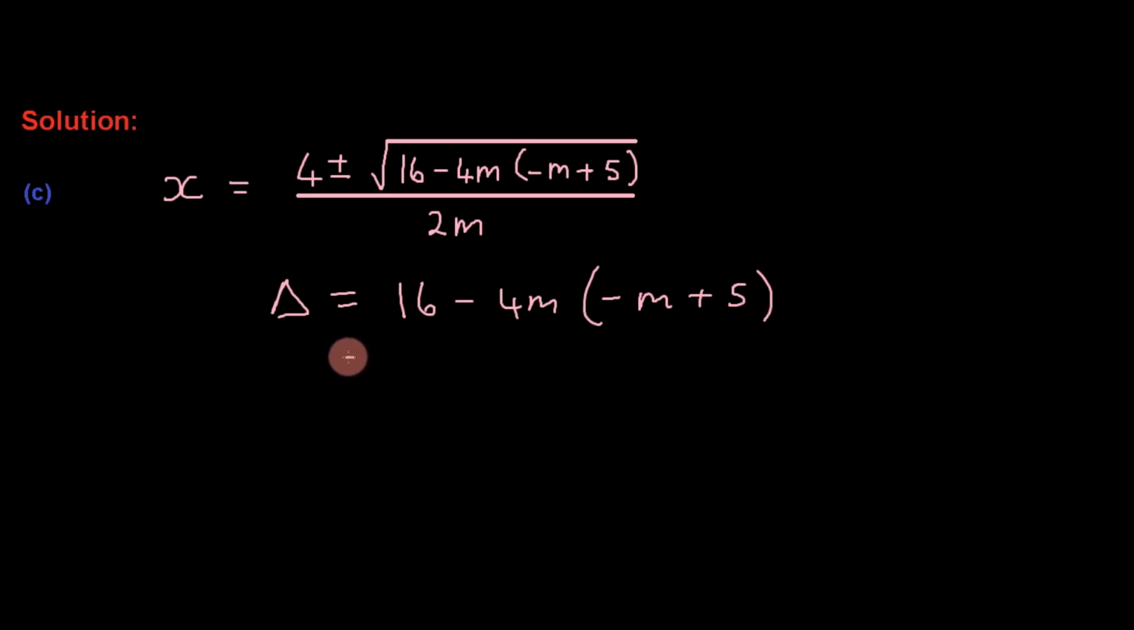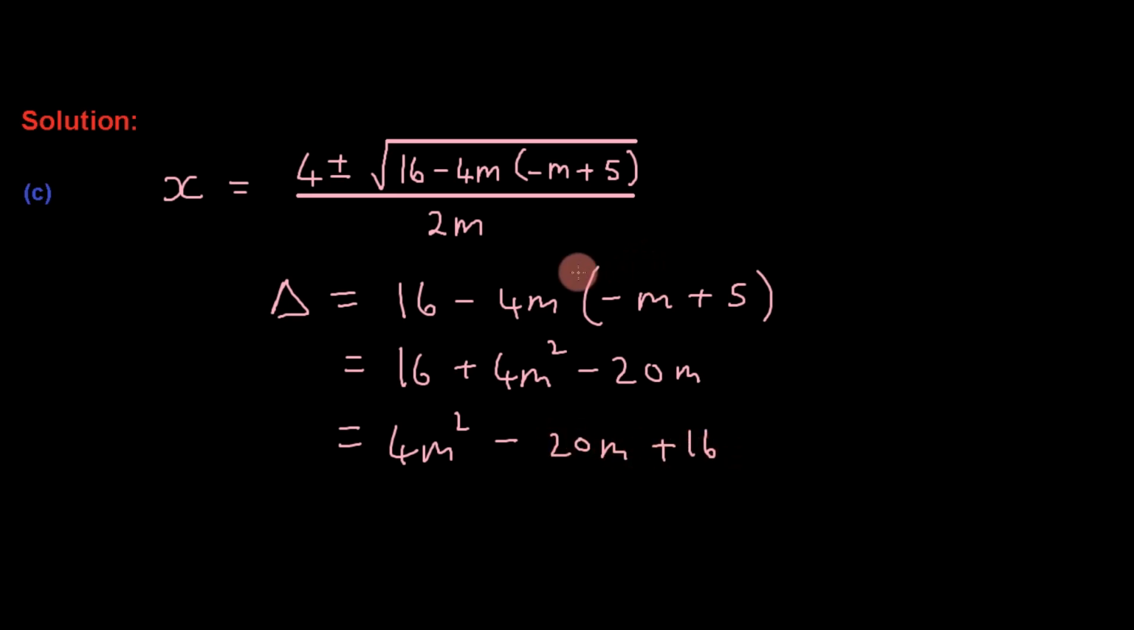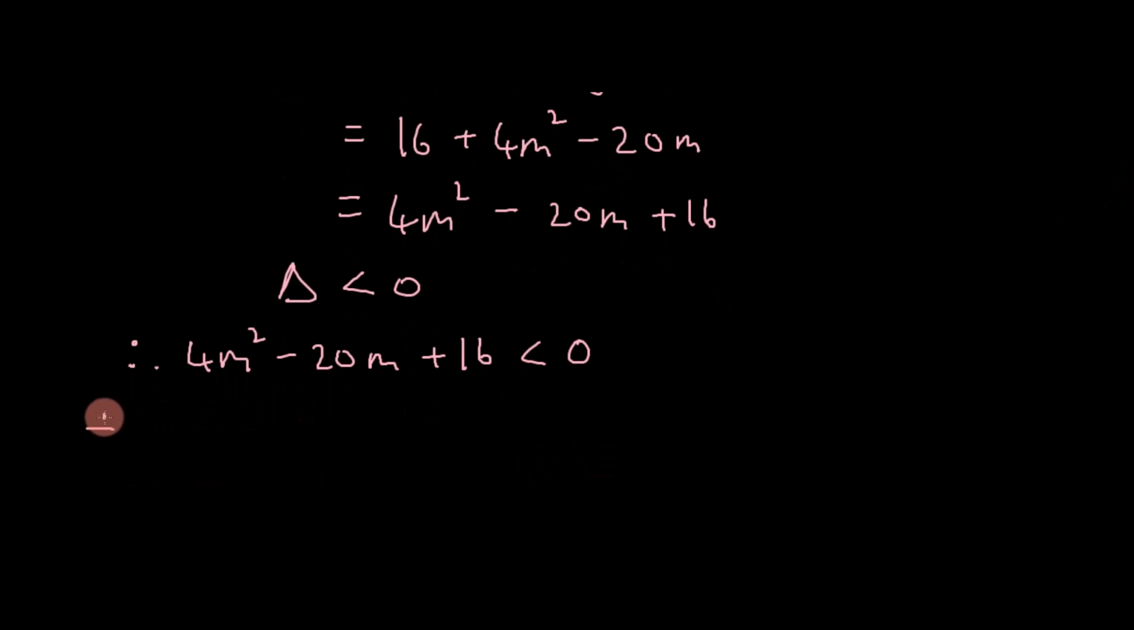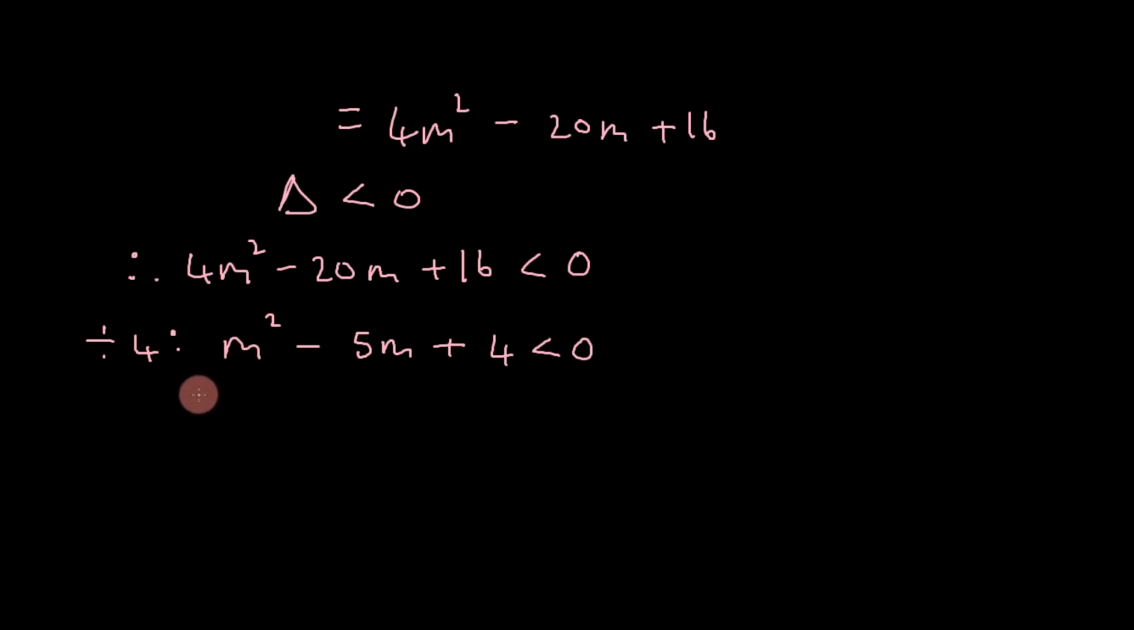And we can simplify this. So it's going to be 16 plus 4m squared minus 20m. And we can rewrite this in standard quadratic form as 4m squared minus 20m plus 16. Now, we know for non-real roots, delta is less than 0. In other words, 4m squared minus 20m plus 16 must be less than 0. We can simplify this by dividing through by 4. So m squared minus 5m plus 4 is less than 0. And this is a trinomial on the left-hand side, so we can factorize. We need to solve for m in this quadratic inequality. So we're going to draw a parabola.